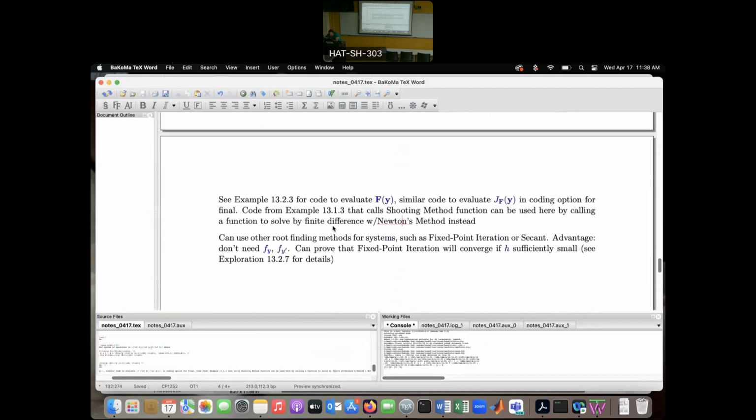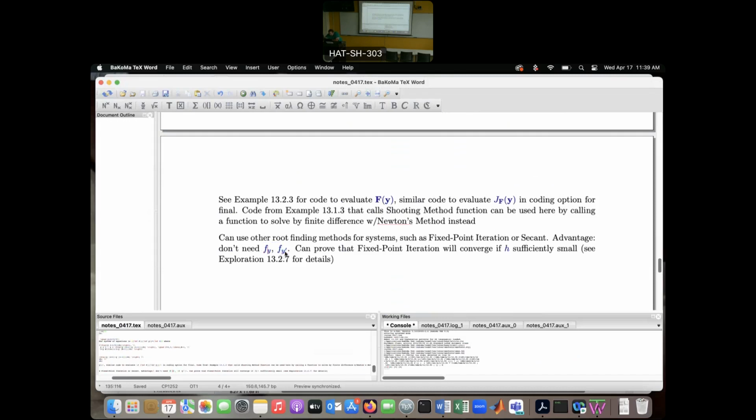And you're certainly not limited to Newton's method for solving a system of nonlinear equations. Fixed point iteration is an option. The secant method, as I've defined it for a single equation, is not practical to generalize to systems of equations, but there are what are called quasi-Newton methods. Broyden's method is one of them that, in some sense, uses the secant approximation to improve the efficiency over Newton's method. If you use a method other than Newton's method for solving the system, one advantage is you don't need the derivatives of the function little f with respect to y and y prime.